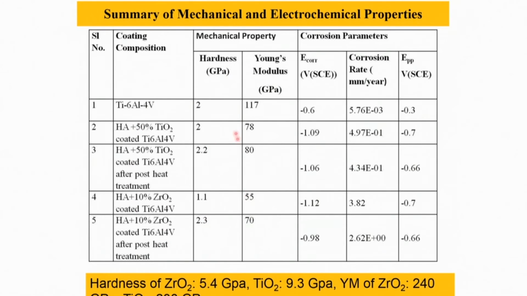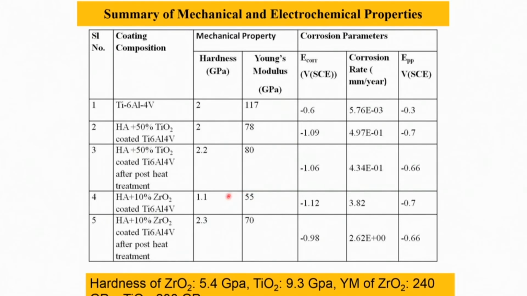We found that hardness wise, the coating with 50% TiO2 and post heat treatment had a little higher hardness, but the hardness enhancement was more when we added zirconia, and Young's modulus was significantly reduced. 10% zirconia without heat treatment offered the minimum Young's modulus, because for this bioimplant application we do not need a very high Young's modulus. In fact, the lower the Young's modulus, the better. The closer the Young's modulus is to that of human bone, the better.